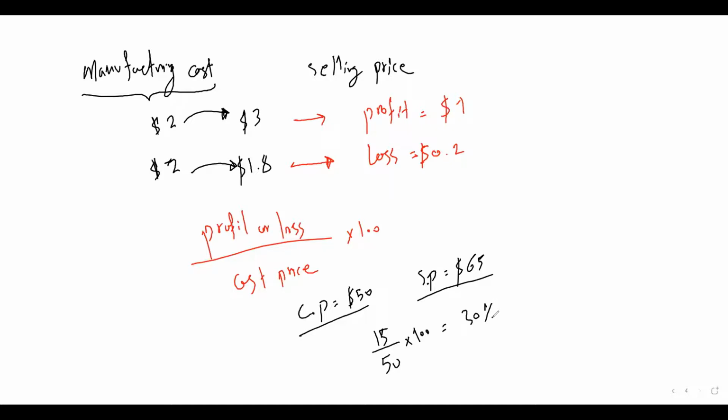So as easy as that. The last topic is about interest. And we have two types of interest. The first one, which is quite an easy one, is called simple interest. And by the way, what is interest?